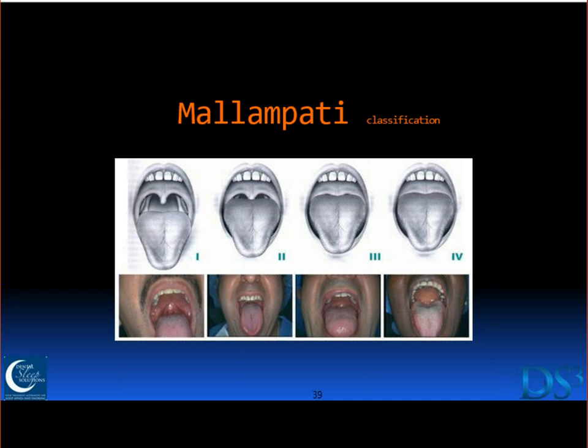When the patient opens and sticks their tongue out, on the far left side of class 1, I see everything back there. Then I see just a little bit of the tonsillar arch in the back, and then I see none of it on the far right. Again, this is where we work all day, every day, and these are the things that we see.